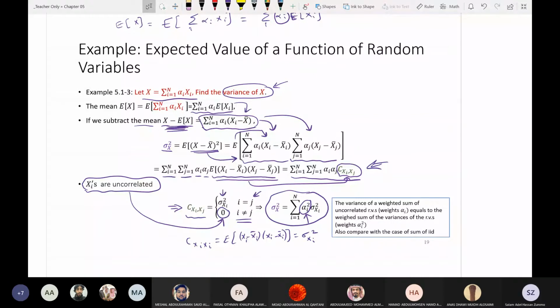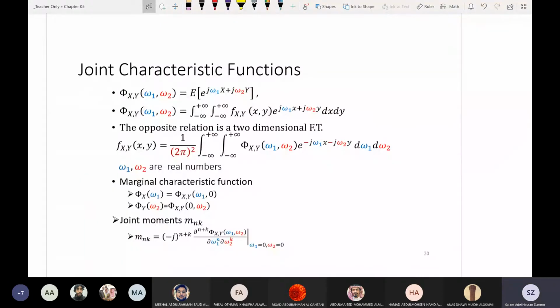Okay? Now, one thing related to characteristic function, only one slide: we'll talk about the joint characteristic function. Joint is between x and y, for example. So we define the joint characteristic function of x and y as phi xy of omega 1, omega 2.